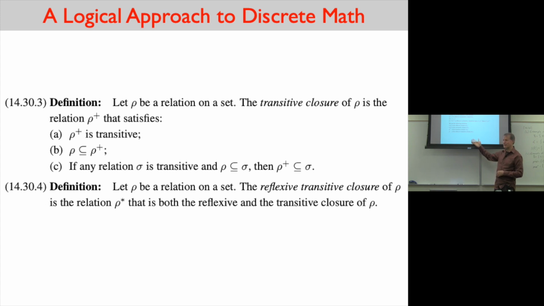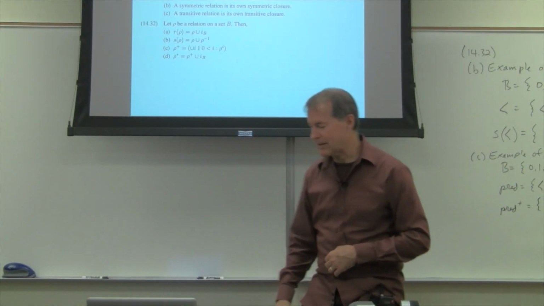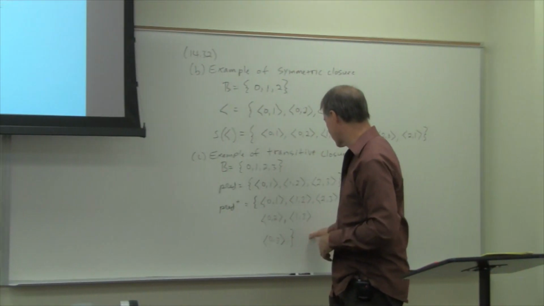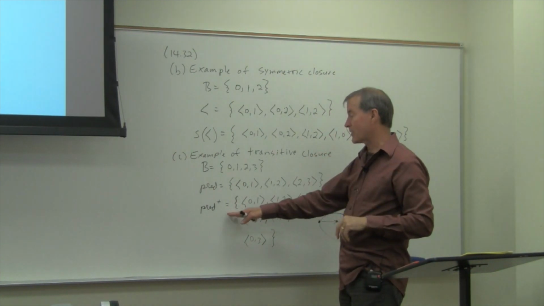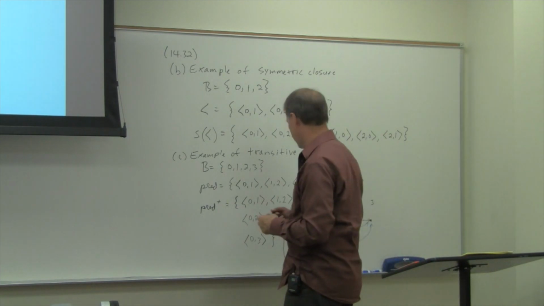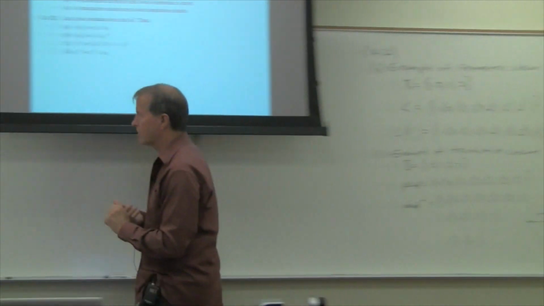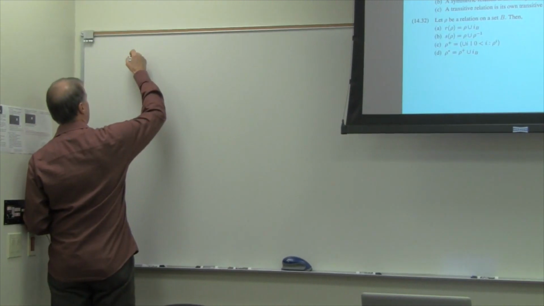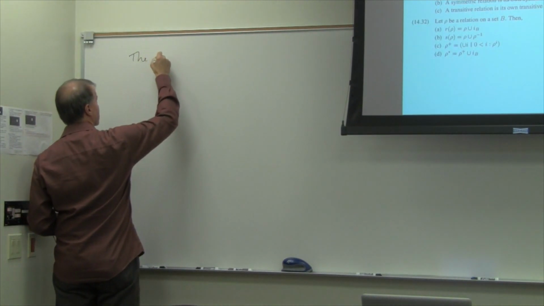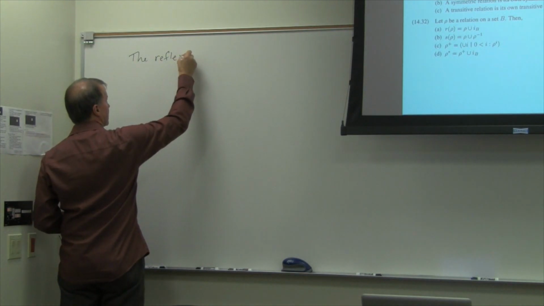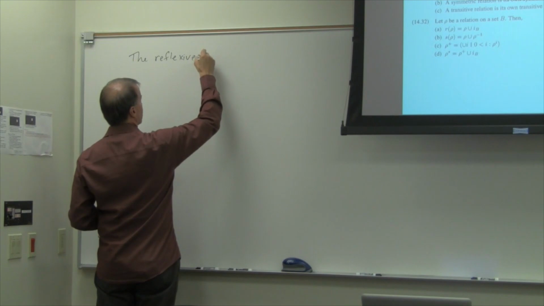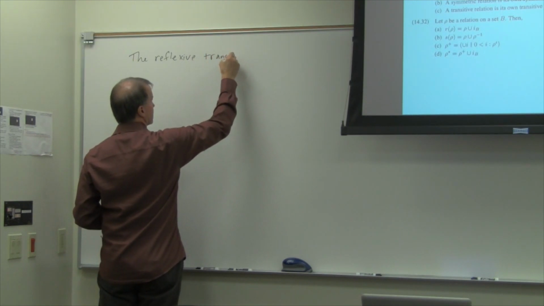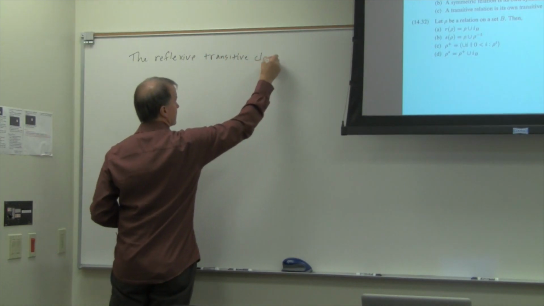Reflexive transitive closure. So that just combines both of them. All right. So this one that we just did is the transitive closure. So let's do the reflexive transitive closure. Bring in the identity stuff. Yes, to the transitive closure, the one that's already made. So, the reflexive transitive closure. So rho star, give it to me.